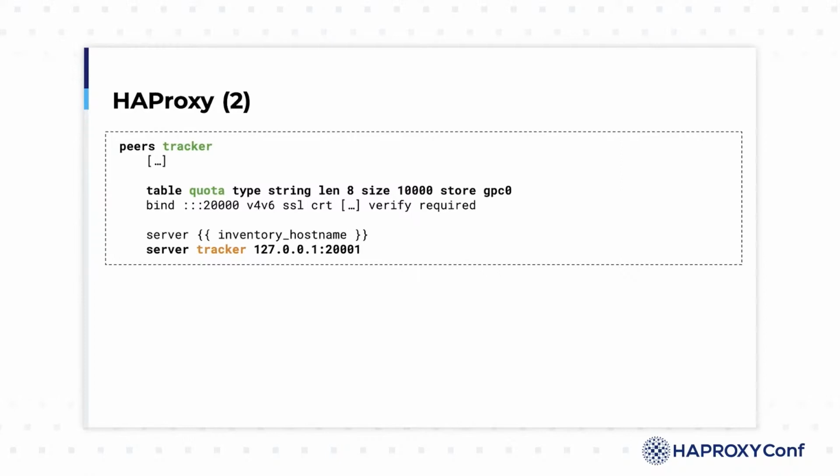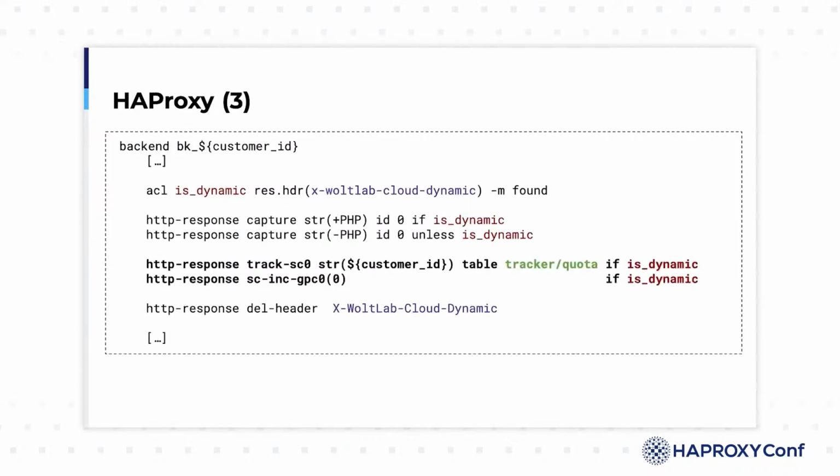For the tracking service, we define a fake peer called tracker. The HAProxy configuration points to a closed port on localhost. HAProxy is never going to connect to the tracking service. Instead, the tracking service connects to HAProxy using tracker as its name. With the peers section defined, we can go back to the actions within the customer's backend.